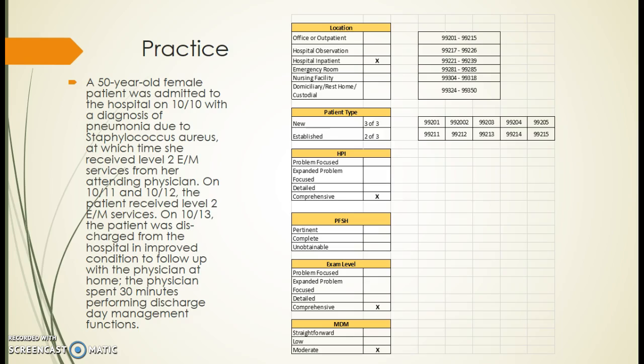On 10/13, the patient was discharged from the hospital in improved condition to follow up with the physician at home. The physician spent 30 minutes performing discharge day management functions.